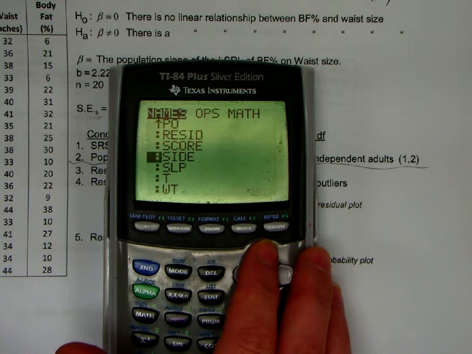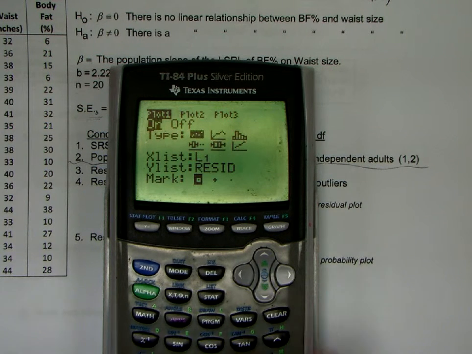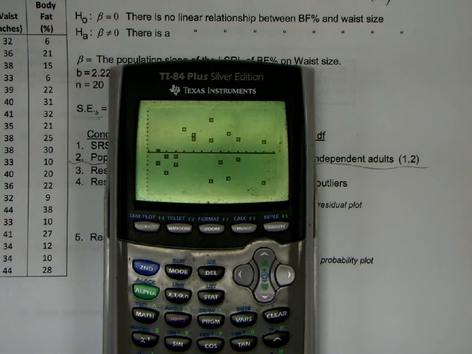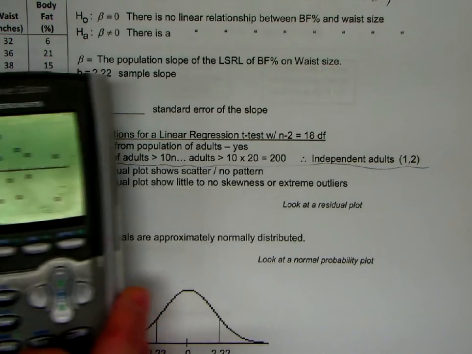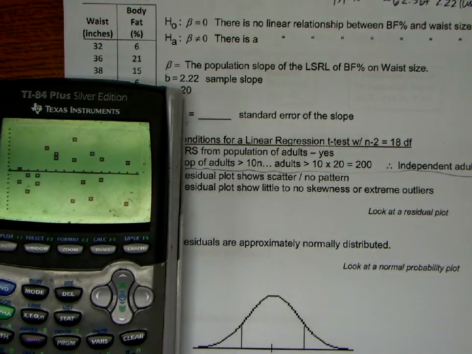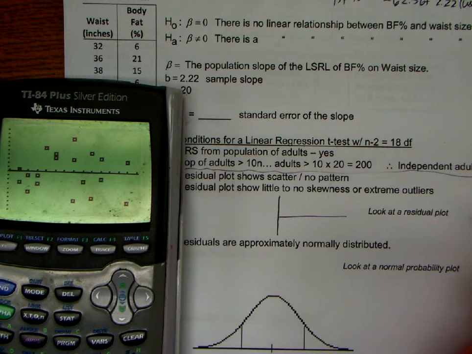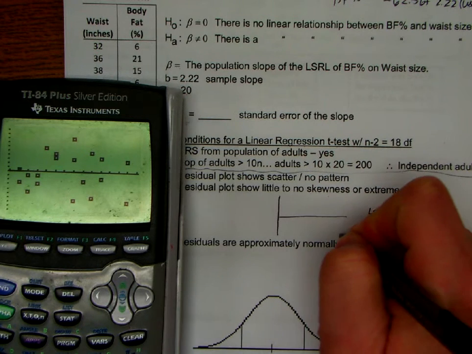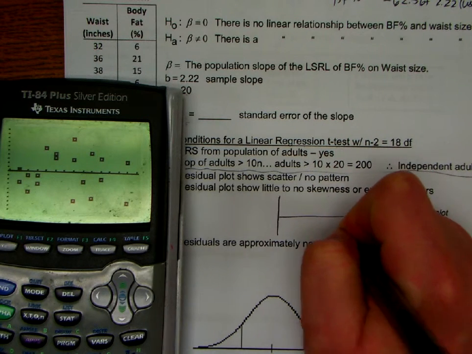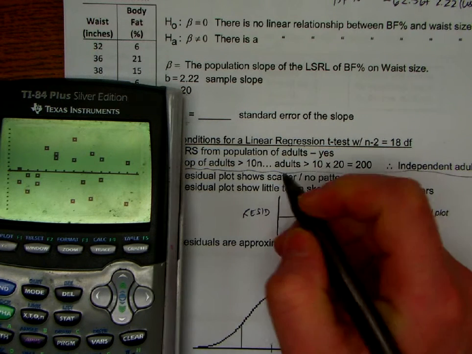Go to the list menu to grab the residual list and do Zoom 9. Okay, scatter, no pattern. Give me a quick little sketch of that. So let me put this down over here. So look at a residual plot, and we are doing waist size against residuals.